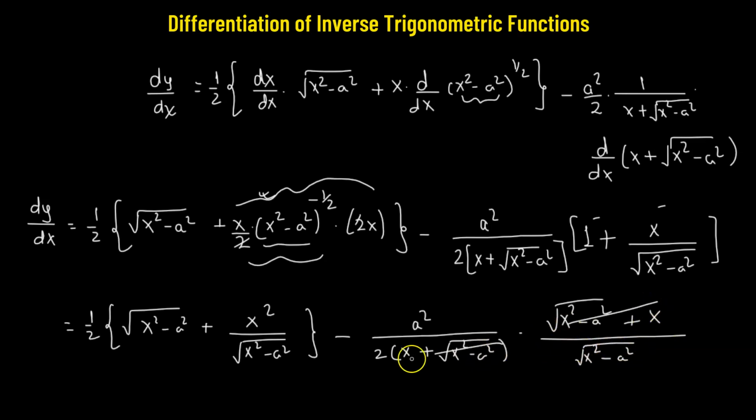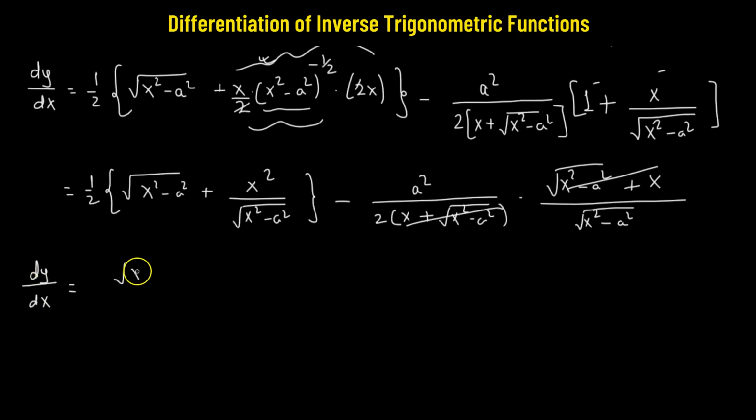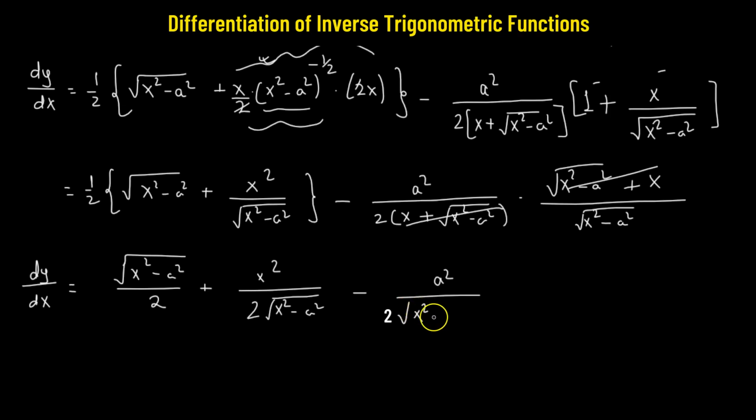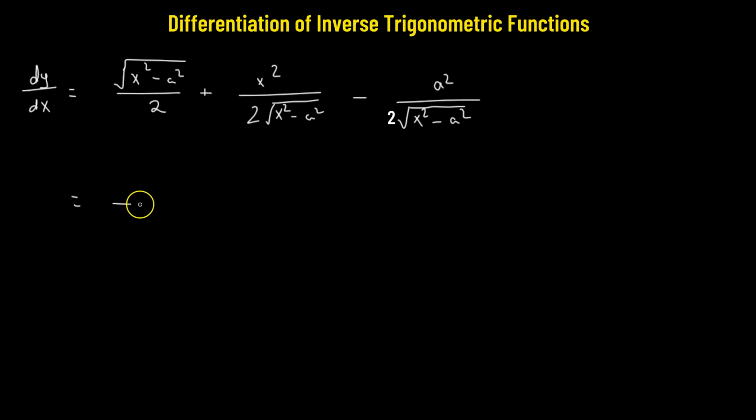So this term and this term factor out. And now we are left with square root of x squared minus a squared divided by 2 plus x squared divided by 2 times square root of x squared minus a squared minus a squared divided by 2 times square root of x squared minus a squared. Now we will combine the three terms.